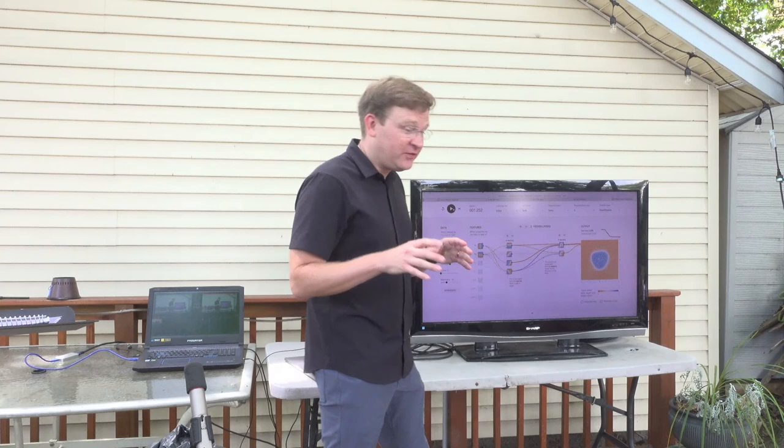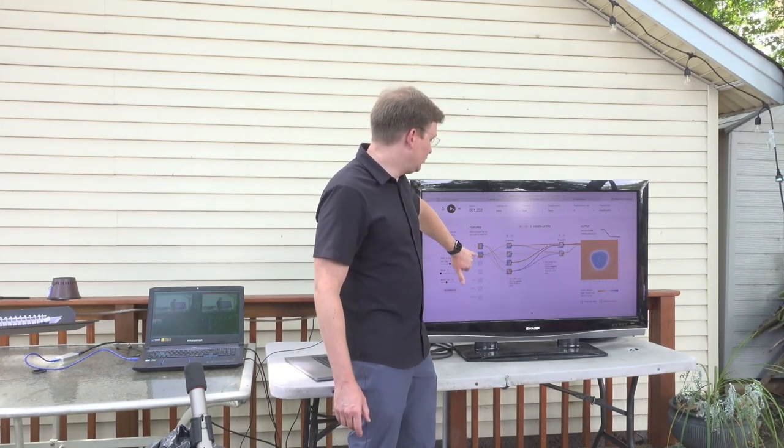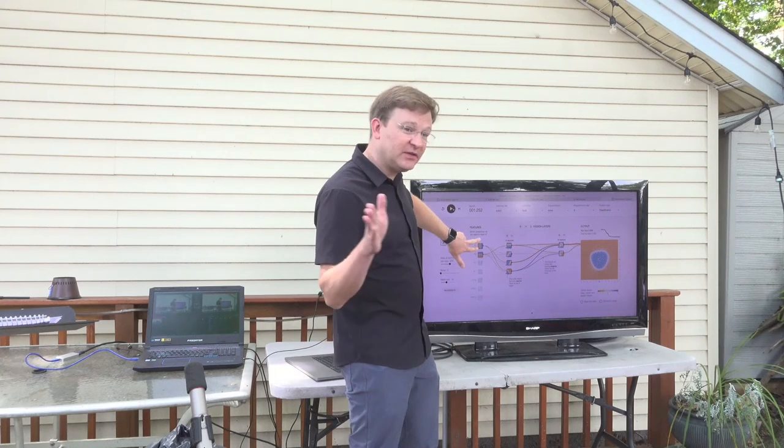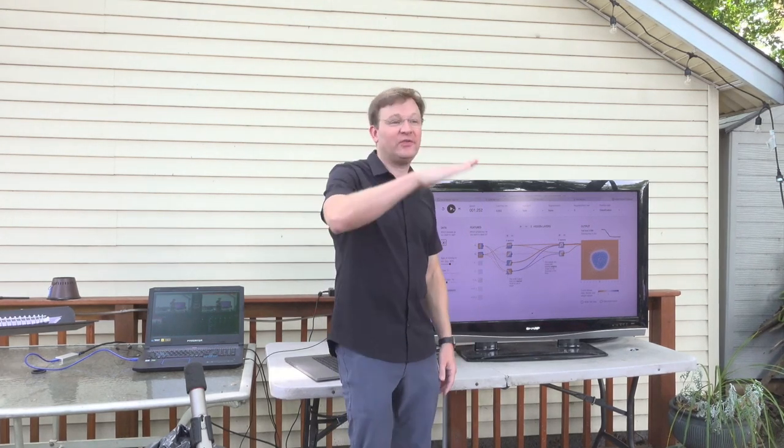Here's how the neurons work on this. What it starts with is two inputs that are basically the horizontal location, and the second one is the vertical location.